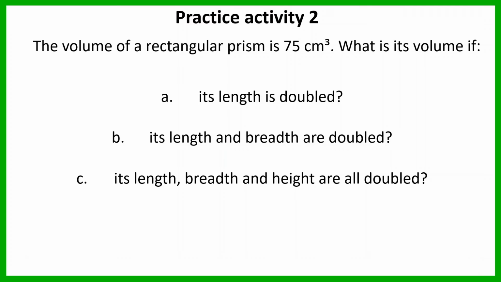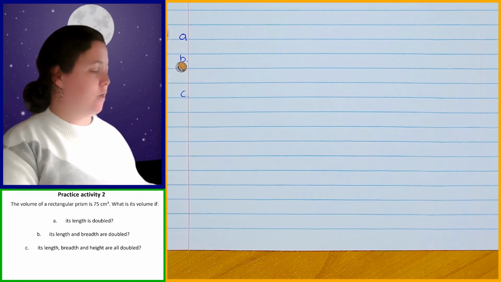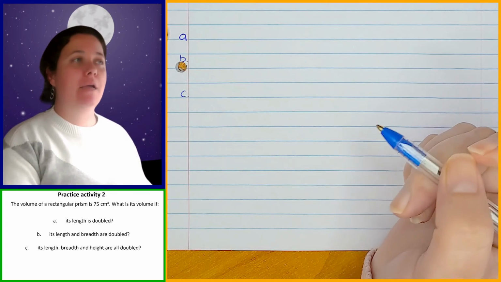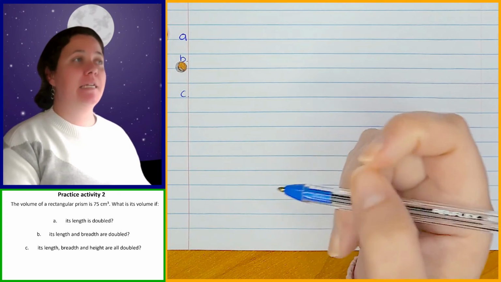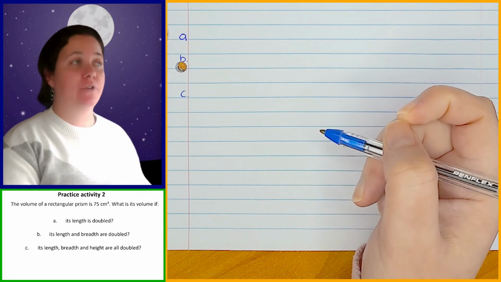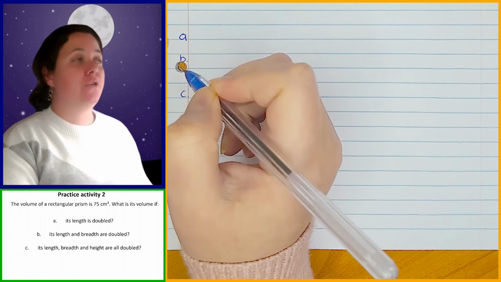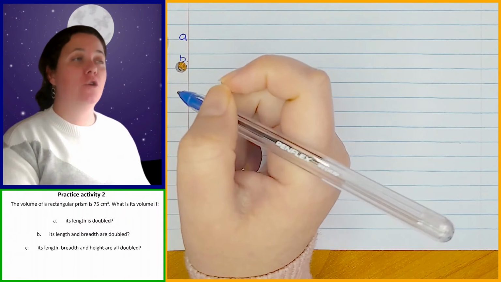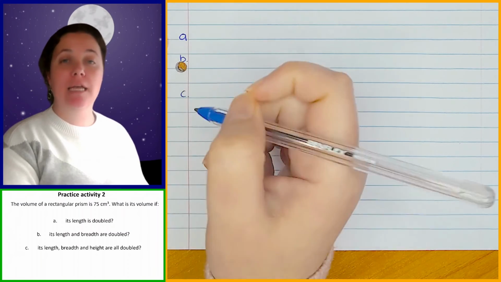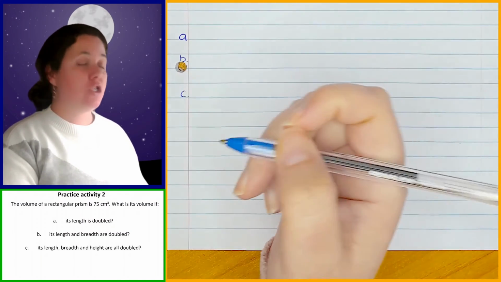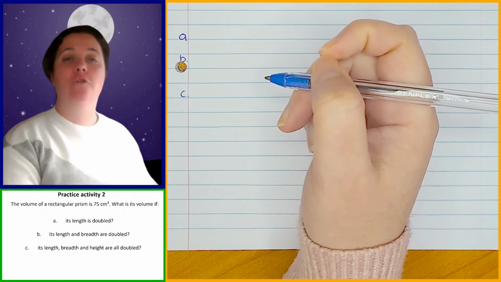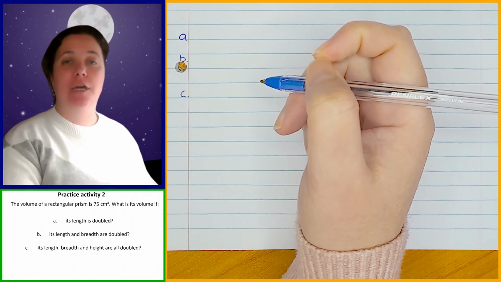Okay, so let's go through that question and see what you should have got. First of all, we're working with a rectangular prism that has an initial volume of 75 centimeters cubed. So I'm going to be working from that 75. The first question is, what will the volume be if its length is doubled? So the length is only one dimension. So remember, we multiply by 2 for each dimension that is doubled.